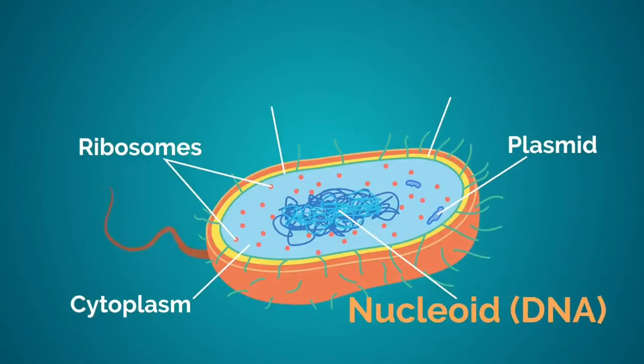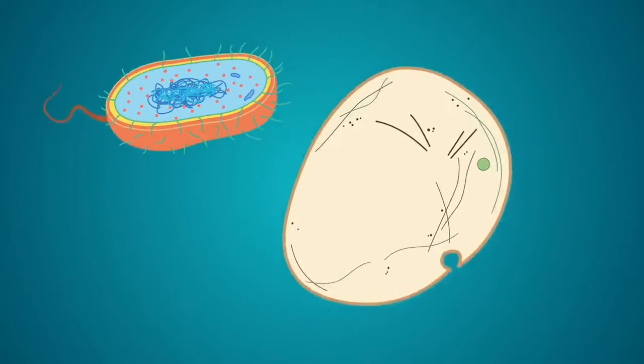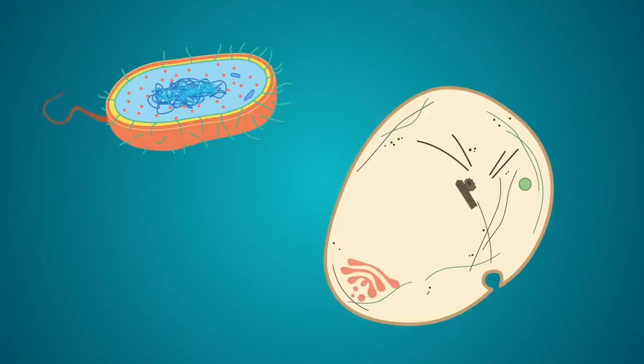Prokaryotes were the first type of organisms to evolve and are still the most common organisms today. It is believed that the eukaryotes evolved from prokaryotes.